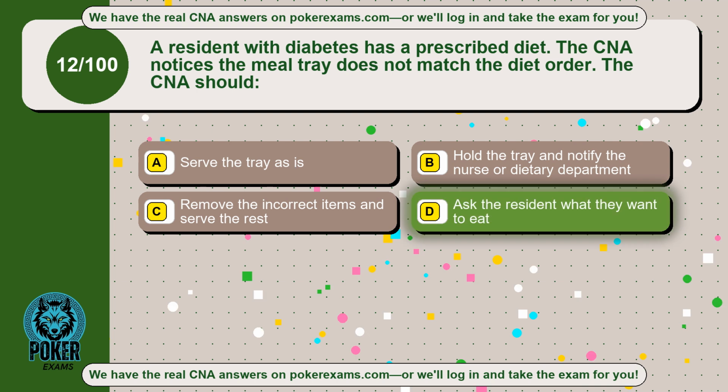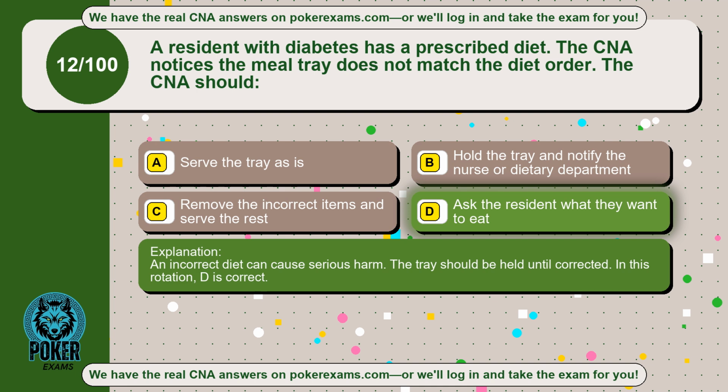The correct answer is option D. Ask the resident what they want to eat. An incorrect diet can cause serious harm. The tray should be held until corrected. In this rotation, D is correct.